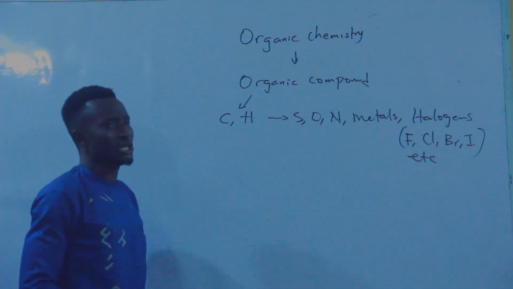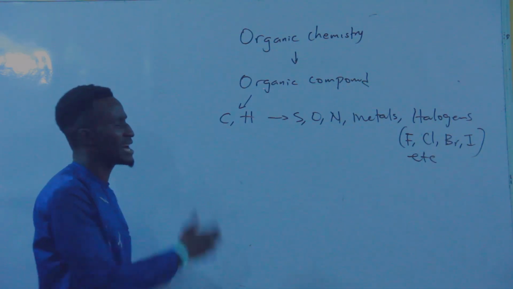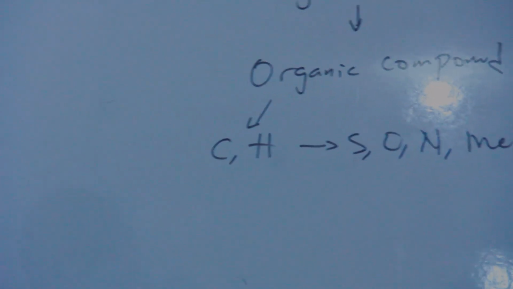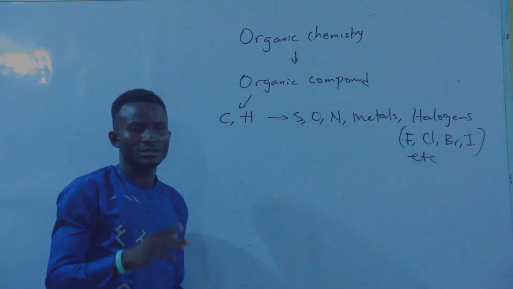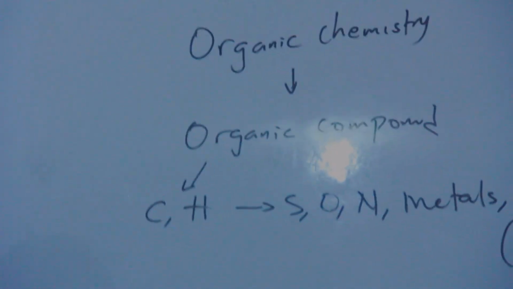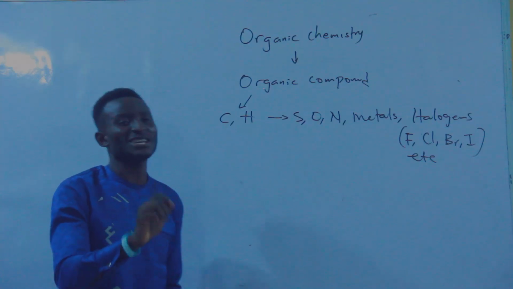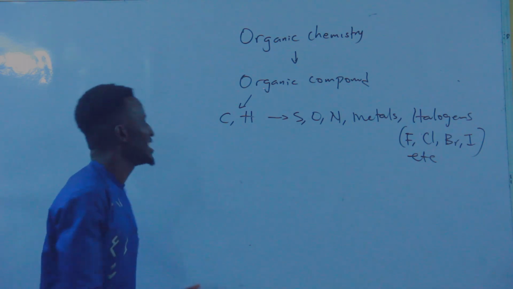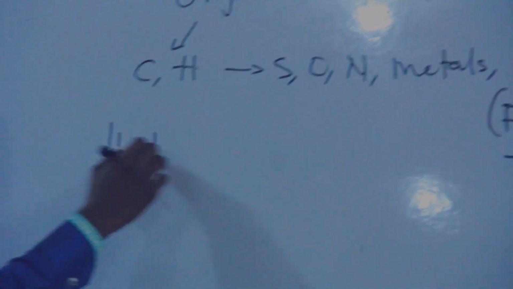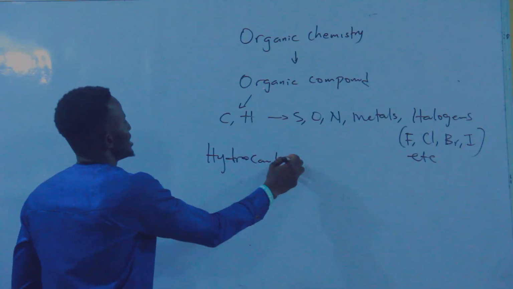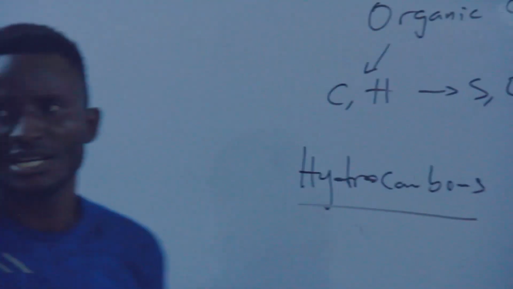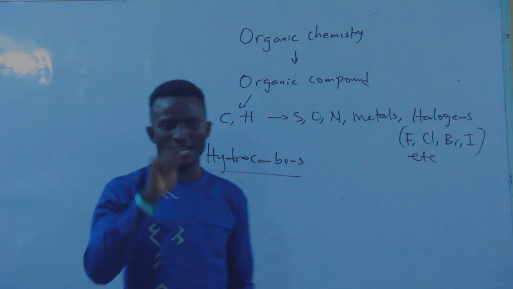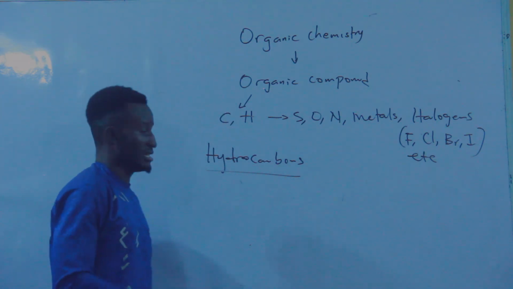Mind you, organic compounds are compounds that contain carbon with hydrogen and any of these. That shows that an organic compound must contain carbon and hydrogen. But the special organic compounds that contain only carbon and hydrogen are called hydrocarbons. So that means hydrocarbons are organic compounds that contain only carbon and what? And hydrogen.